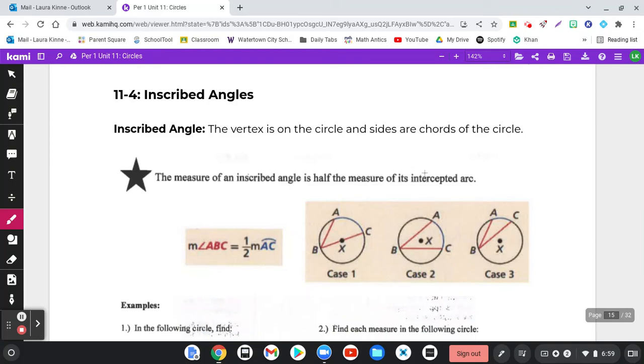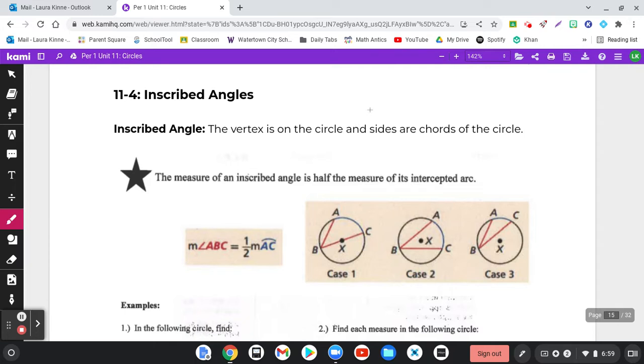Hey everybody, today we're going to talk about inscribed angles. Only a couple more lessons to go.